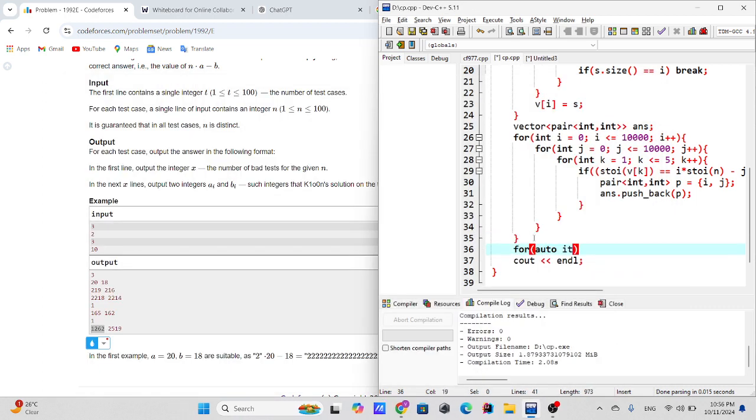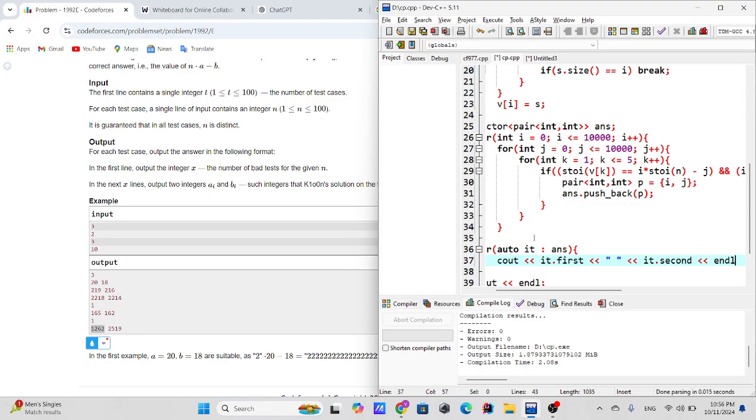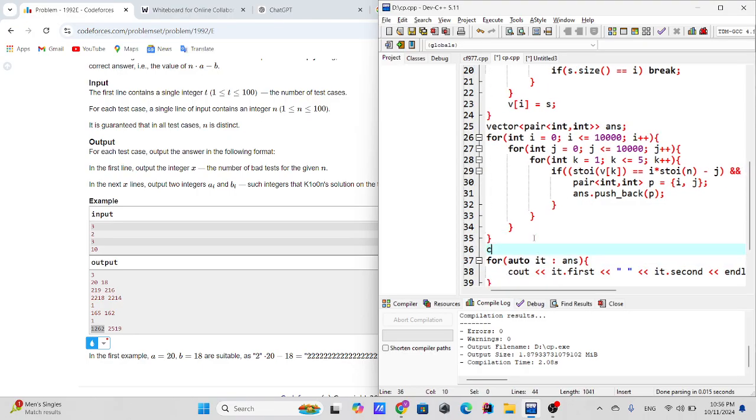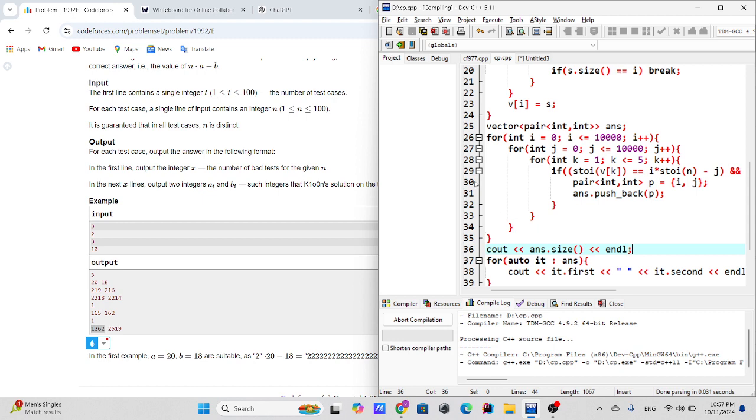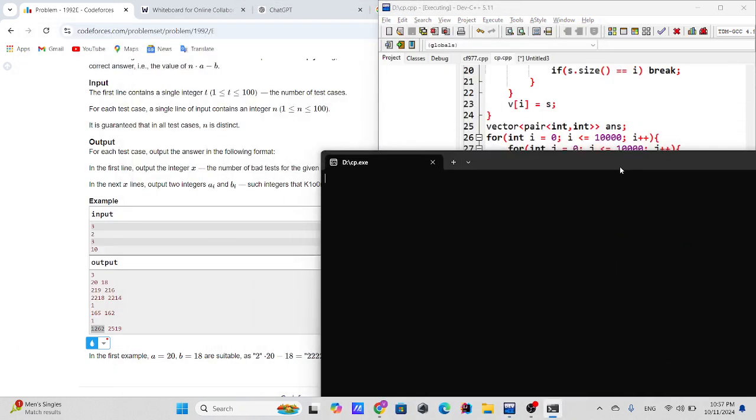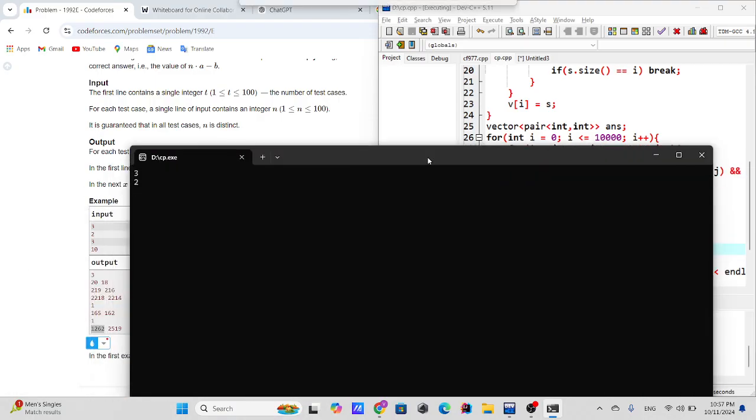I don't think this will be correct, but let's see if it is correct. I don't know. First and it dot second, and line and count arms dot size. Okay. I don't really have high hopes for this, but ooh, ooh.